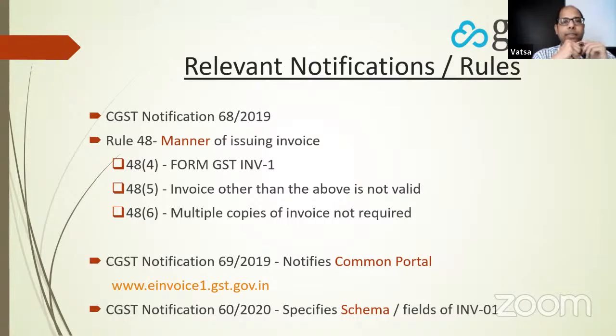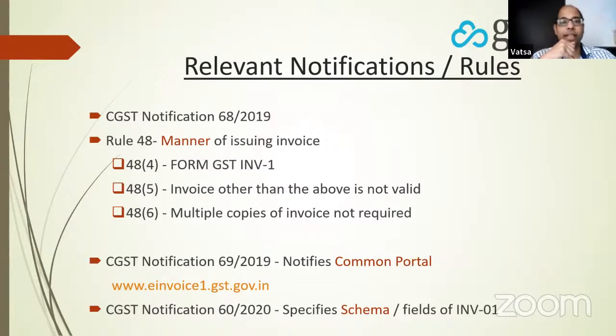Rule 48 sub-rule 4 says that you have to prepare an electronic invoice as per the format given by the government. You have to register the invoice with the government's website, and you have to receive an IRN or invoice reference number. If you do these things, then you have what is called an electronic invoice. Now, this is what sub-rule 4 says.